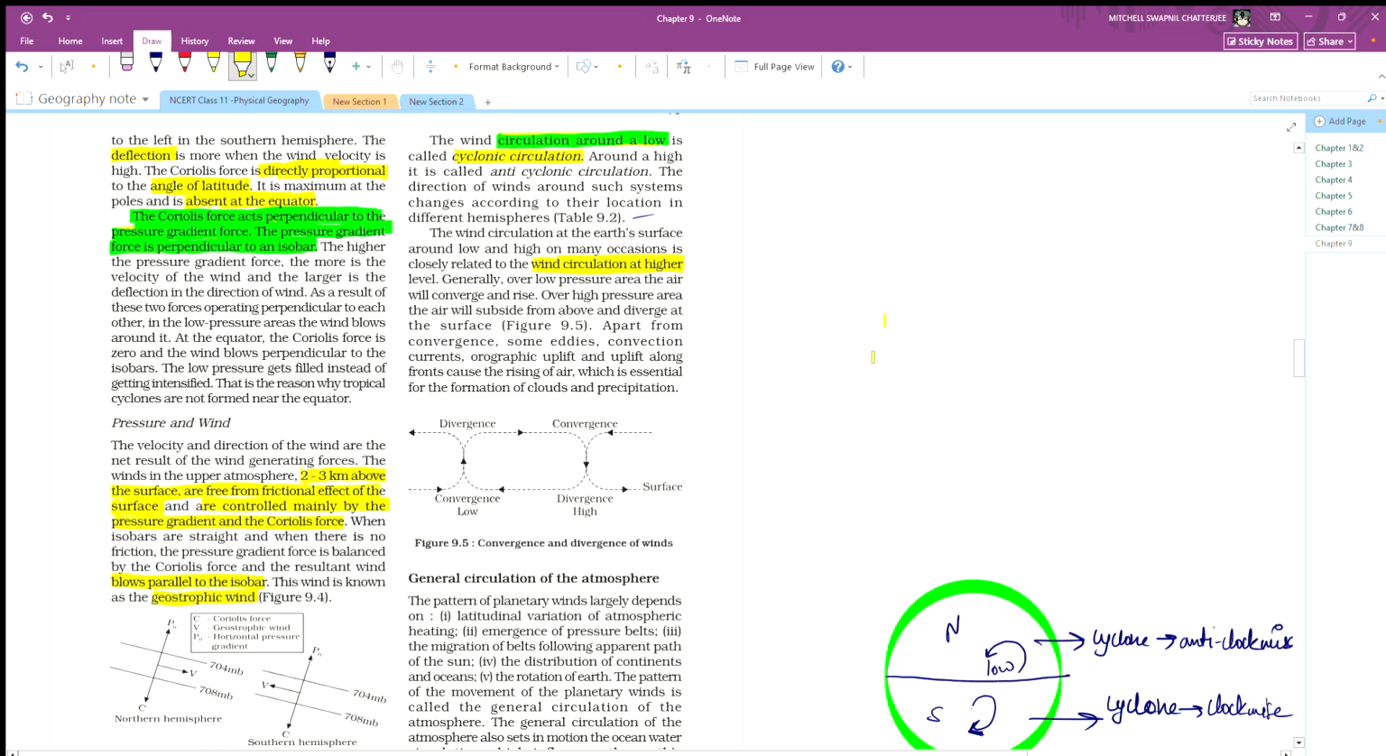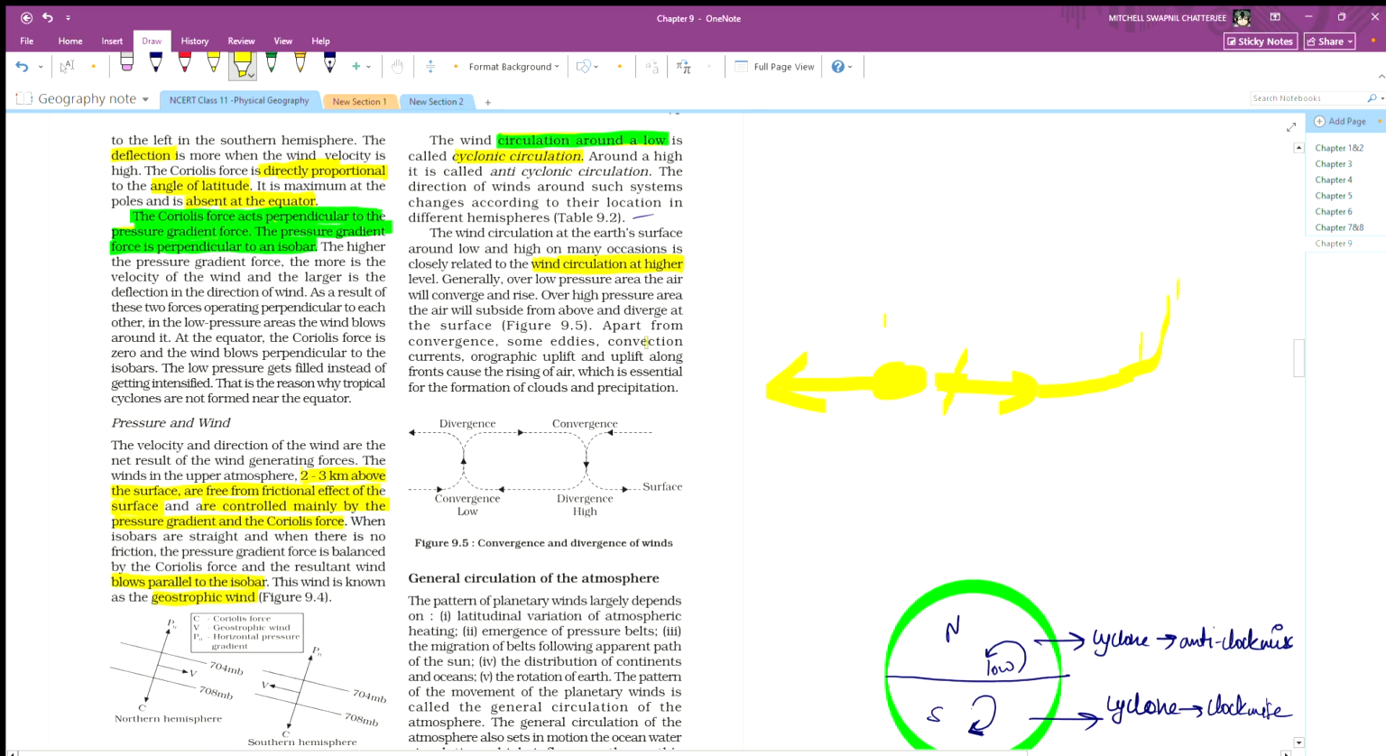Okay, so imagine this is a high pressure area. From the high pressure, due to physics, the wind will go in this direction, and it will go to the low pressure area, because wind travels from high pressure to low pressure. And over the high pressure area, air subsides and diverges at the surface.